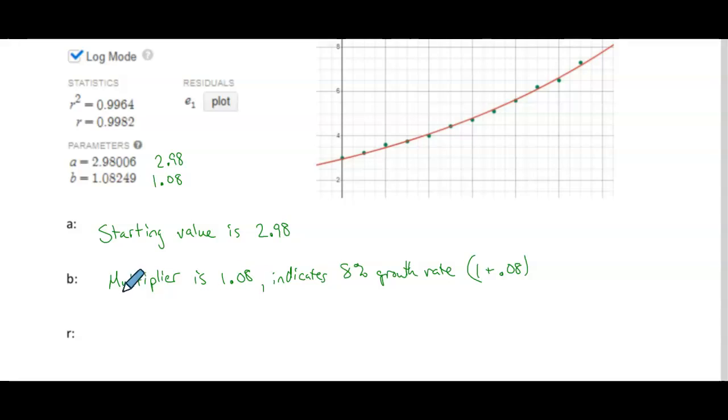Okay, and then R, so that's the statistics feature here, and because it's close to 1, this goes on a scale from 0 to 1. Because it's close to 1, the curve is a good fit for the data. Okay, so that R value is always going to tell us how close to the actual data the trend line is, how reliable it is.